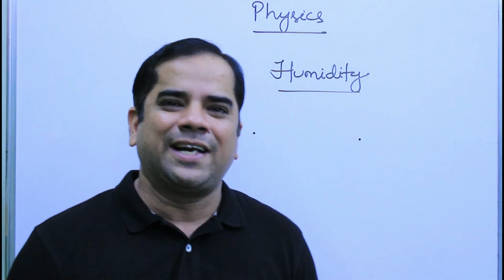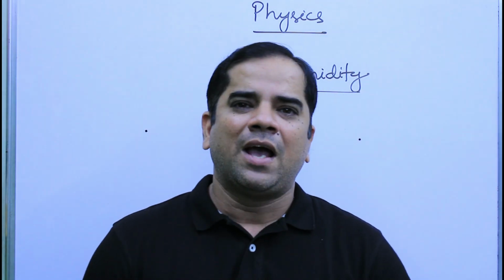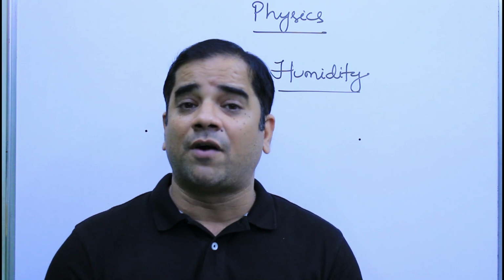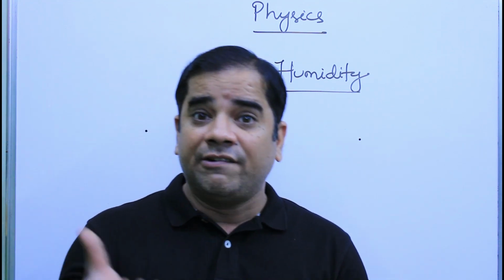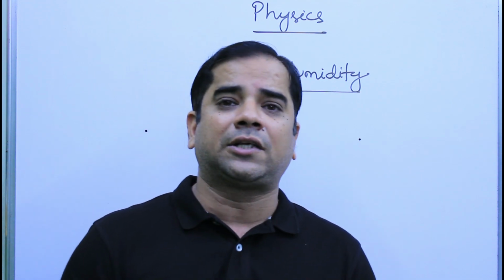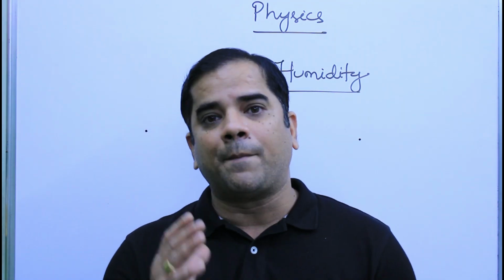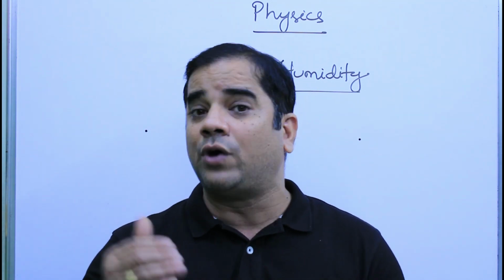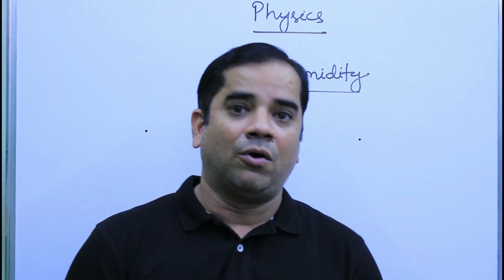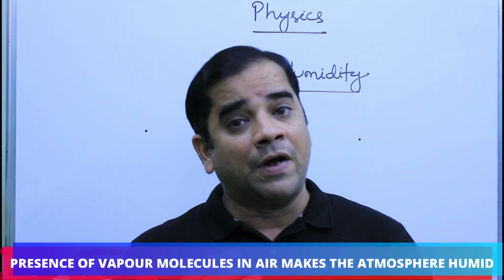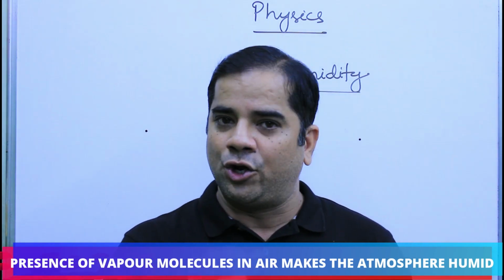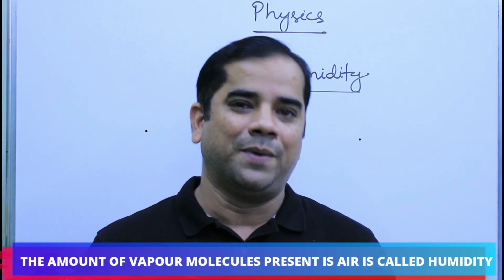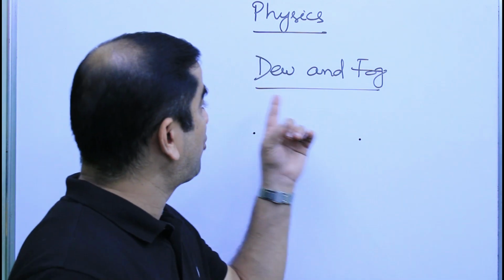Okay, students, let us now discuss humidity. We know that water vapor is present in air. Where does it come from? It comes from evaporation that is happening in rivers, lakes, on drying of clothes and many other sources. That is why the amount of water vapor in the air around us is not constant. It keeps on increasing due to evaporation, or it decreases somehow. So the presence of vapor molecules in air makes the atmosphere humid, and the amount of vapor molecules present in air is called humidity.